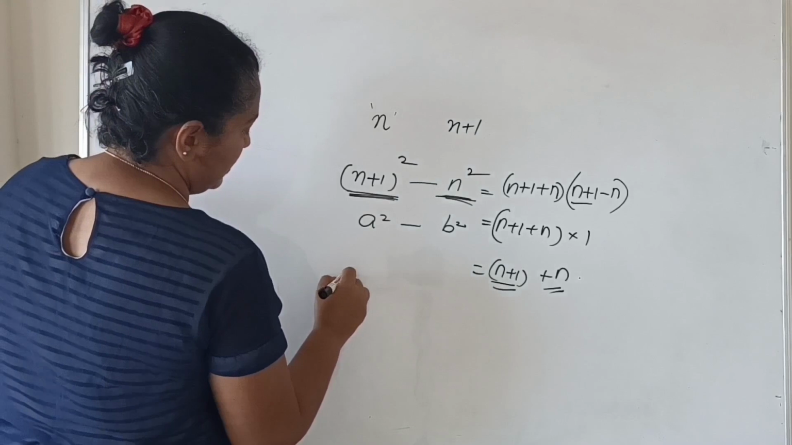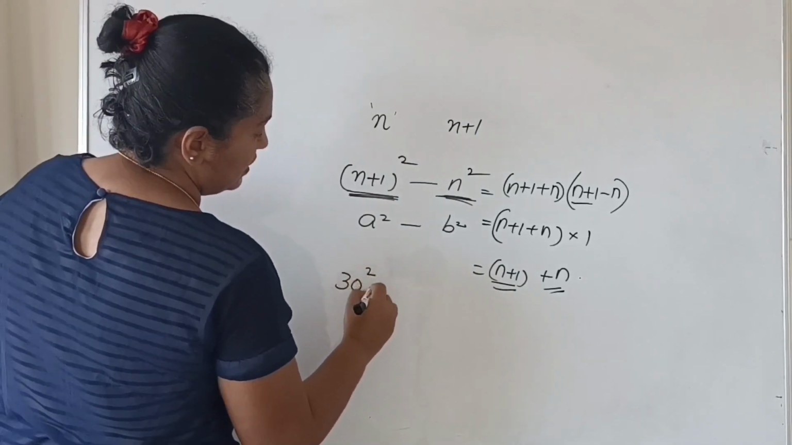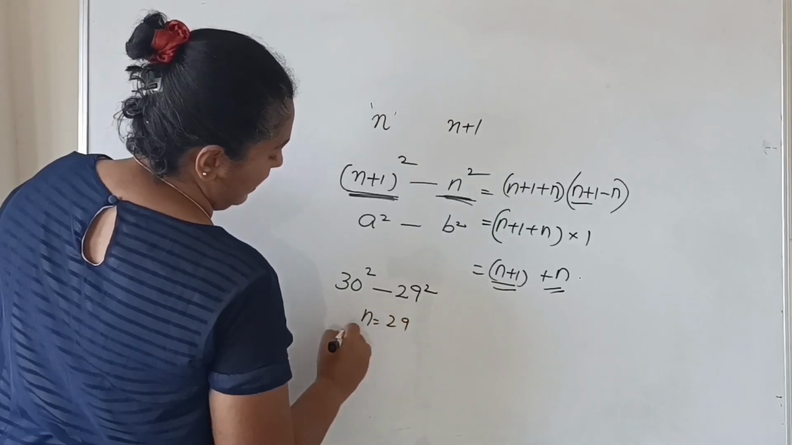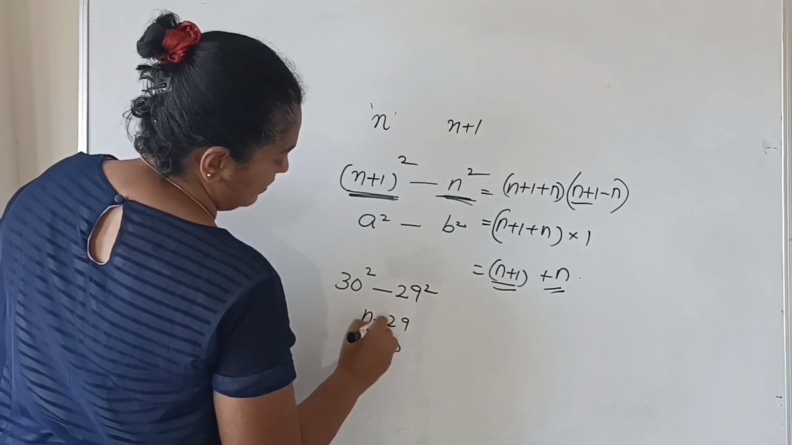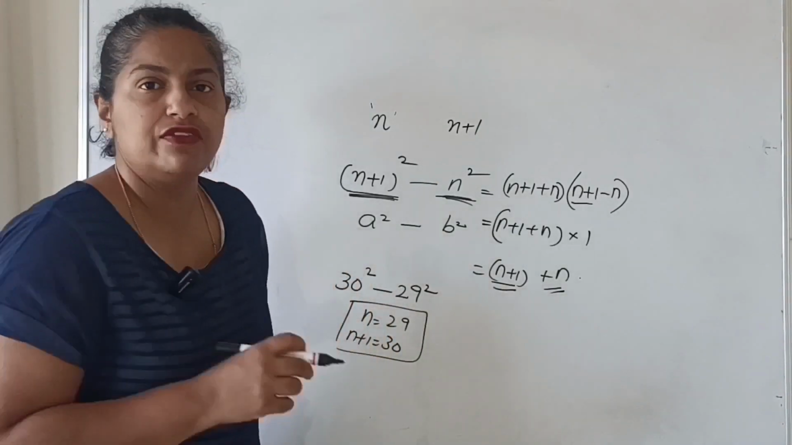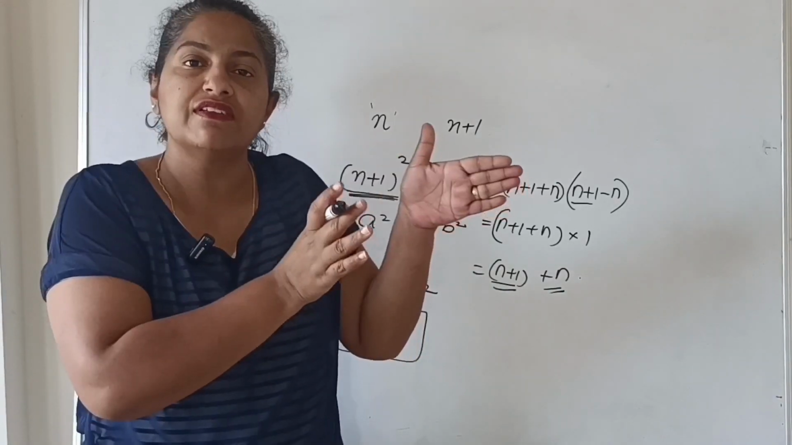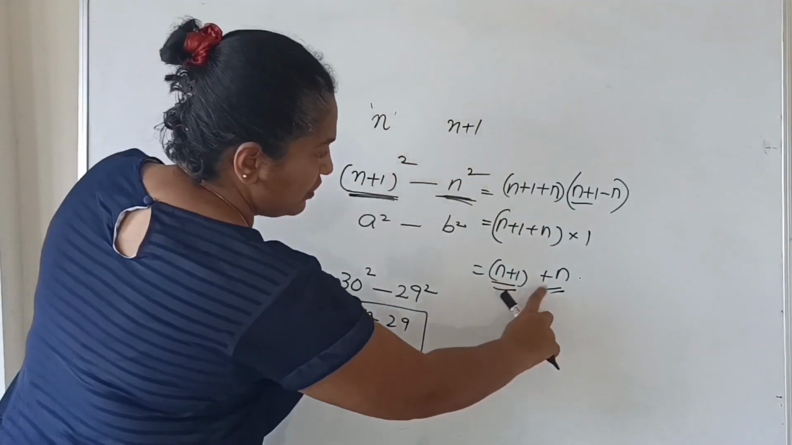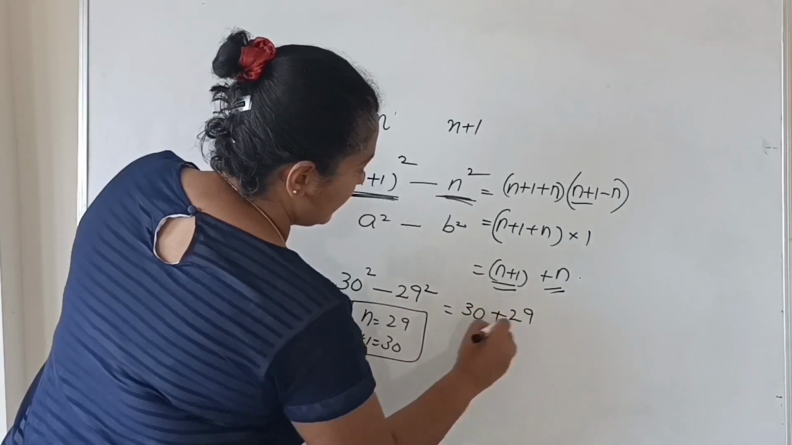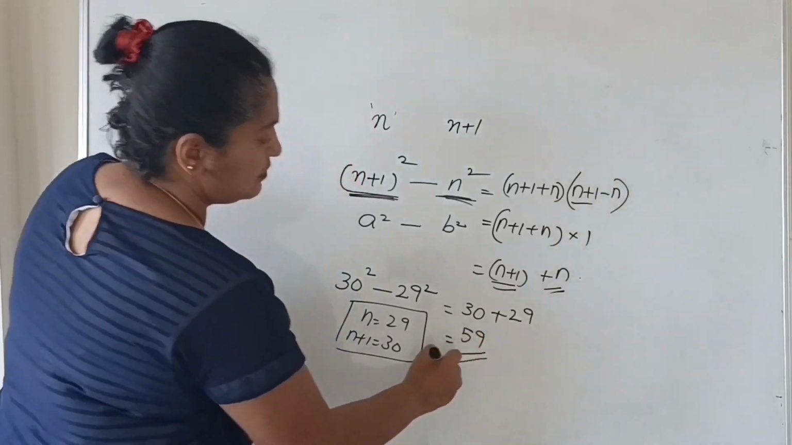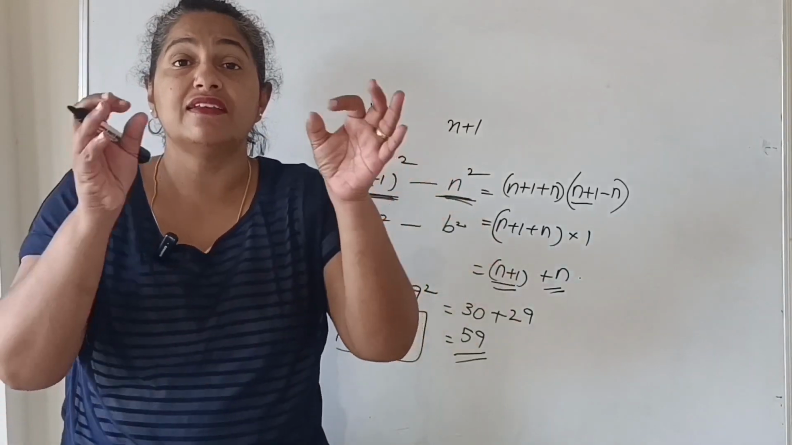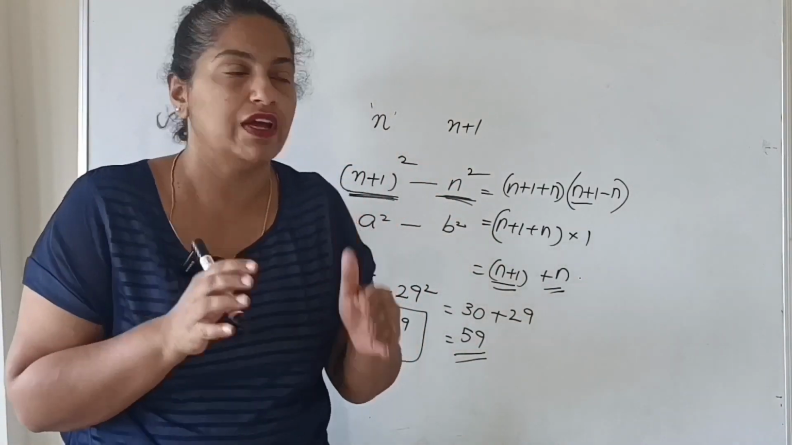If I have 30 square minus 29 square, where the value of n is 29 and n plus 1 is 30, clear? If somebody is asking you to find the value of this, you don't need to particularly find what is 30 square and what is 29 square. You just need to add them. n plus 1 is 30 and n is 29, giving us 59. See, it's very easy to find this particular value. It is especially useful when we are dealing with huge values.